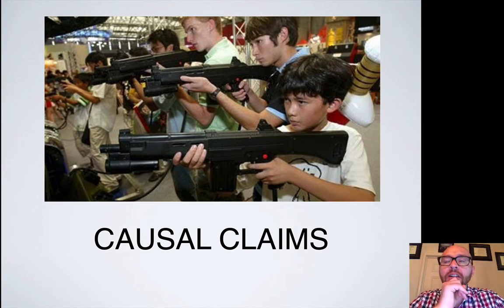Now for that one, it's harder. Let me give you a better one. Let's go back to this one. When we're making an association claim, we're not saying that playing video games and violent behavior are caused by each other. We don't know which one's causing which. We don't know if violent people are looking for more violent video games or if violent video games are making people violent. So that's an association claim. A causal claim would be a direct claim: playing video games makes people violent.